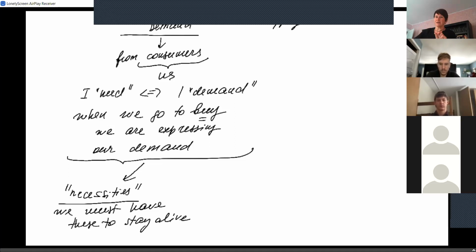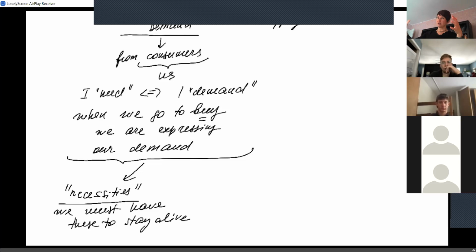So for the convenience and to feel comfortable, we would like to have a second pair of shoes, a second outfit, a bed with a mattress to sleep comfortably. Okay, but all this additional stuff, we don't have to have it to stay alive. All of it is for comfort level.